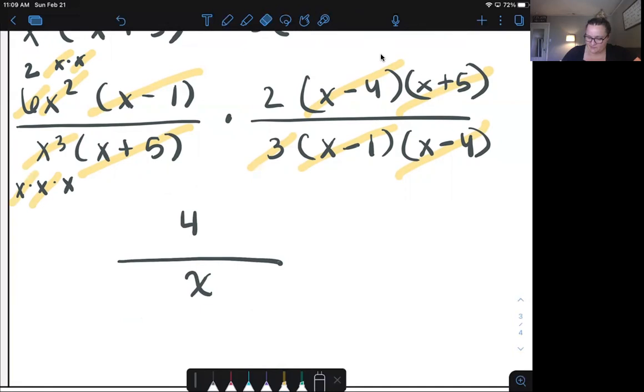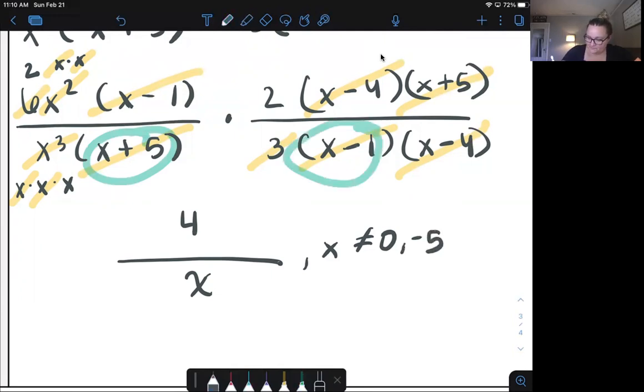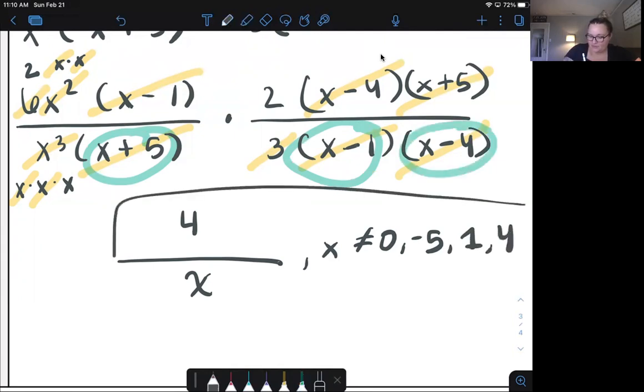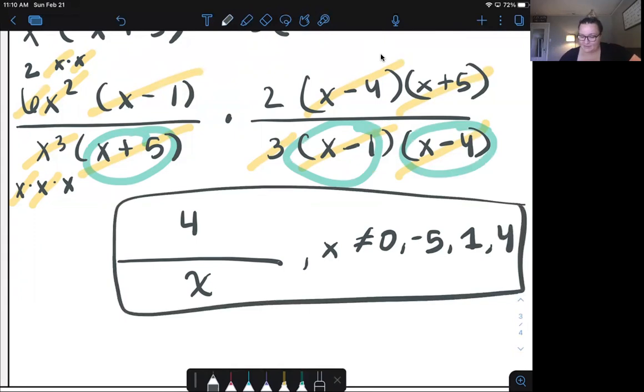Oops, I forgot my restrictions. So x can't be 0, because if we plugged in 0 for x, we would get 0 in the denominator. But it also can't be, because of x plus 5, negative 5. Because of x minus 1, it can't be 1. And because of x minus 4, it can't be 4 either. So our final answer is 4 over x with the restrictions. x cannot be 0, negative 5, 1, or 4. Because all of those numbers would give us a 0 in our denominator. And we can't divide by 0, so that's not allowed.